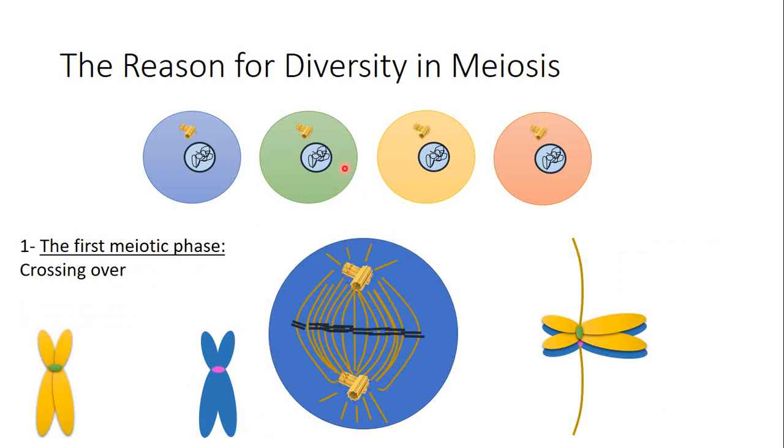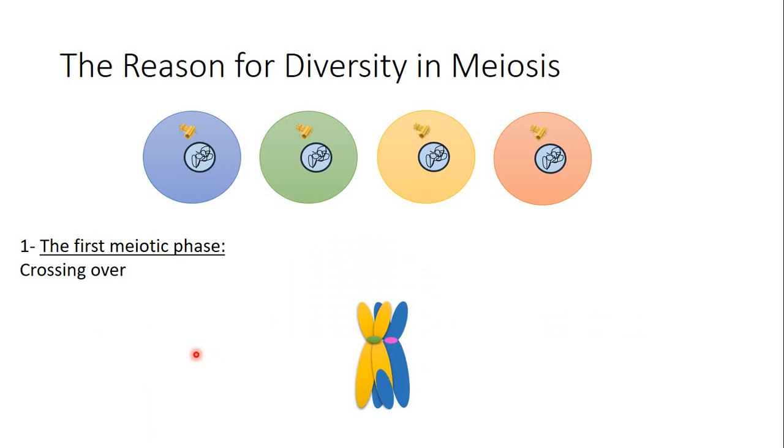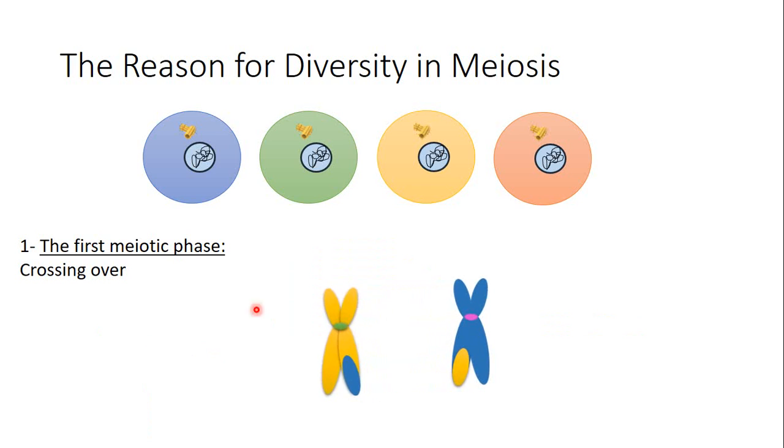The second reason for this diversity or variation is something called crossing over. Crossing over happens in the first meiotic phase. As I told you, in the first meiotic phase, every two chromosomes pair together in order to be placed on the spindle. During this pairing, these two chromosomes exchange genetic material. So at the end of this, I get two chromosomes with mixed genetic material.